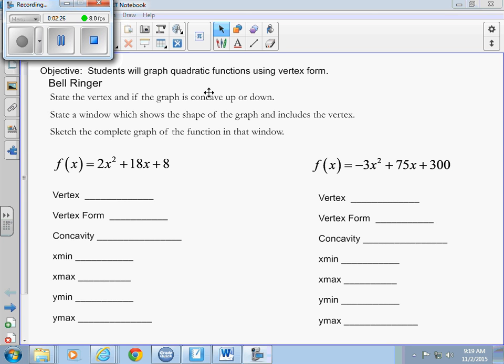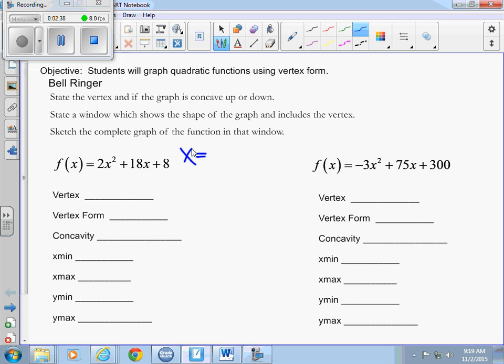Speaking of vertex, negative b over 2a is another formula you'll want to know tomorrow. So what is the vertex? Good. Negative 18 over 2 times 2, right? And negative 18 divided by 4, as Bailey said, is negative 9 over 2. And then, how do you get the y value of the vertex? Plug that in. Either a fraction or a decimal is fine.